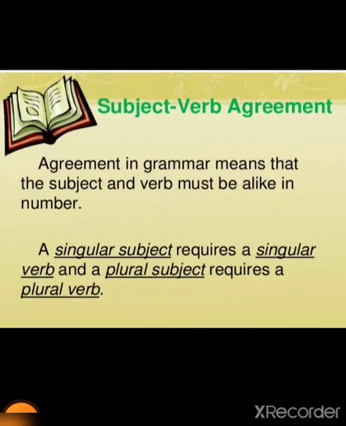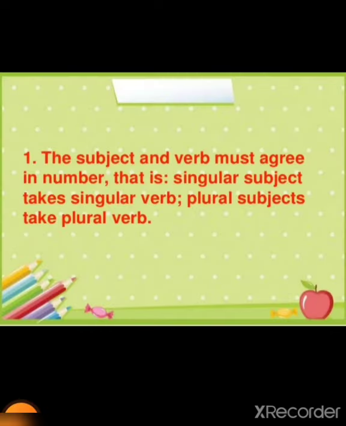So, what is subject verb agreement? A verb must agree with its subject in number and in person. Means a singular subject requires a singular verb and a plural subject requires a plural verb. So, as I have told you, subject and verb must agree in number, that is, singular subject takes singular verb and plural subject takes plural verb. So, let us discuss this point with few examples.